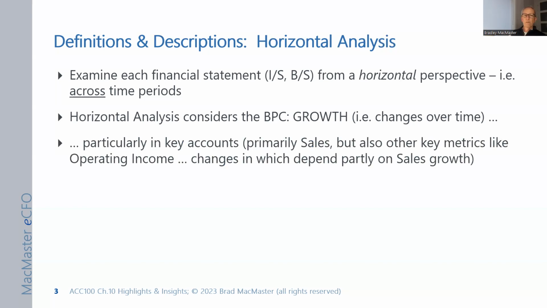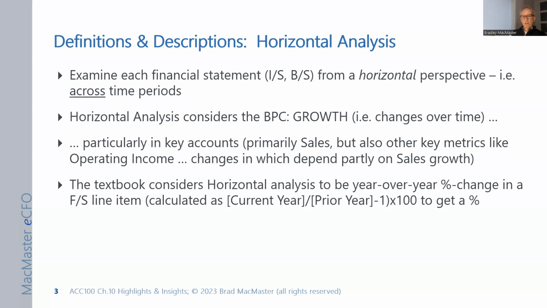And we're particularly interested in some key accounts, most importantly, sales. But also there's other key metrics like operating income. And the changes in operating income depend partly on sales growth. So we can see those revealed through a horizontal analysis.